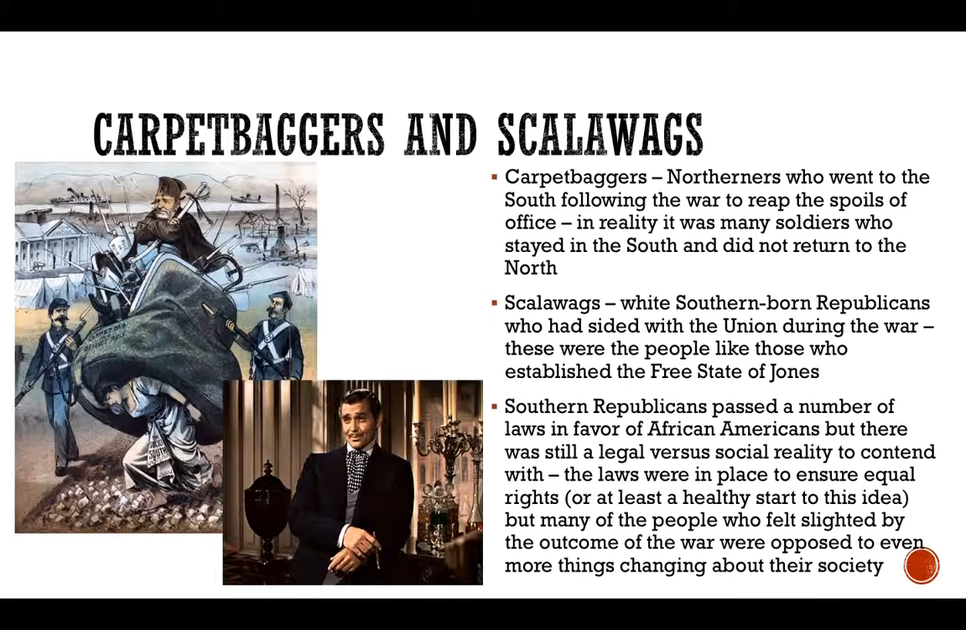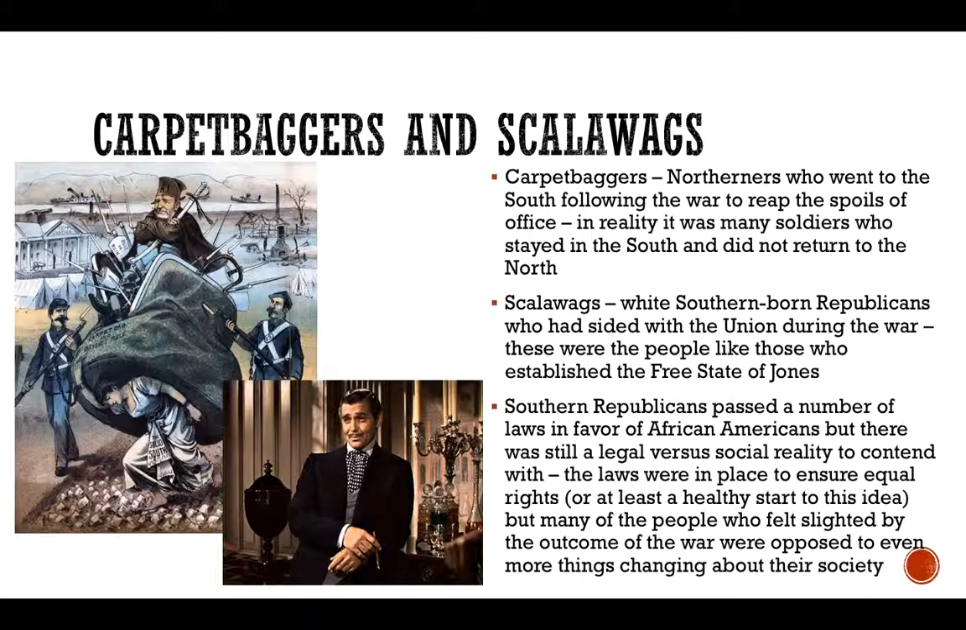We do have a couple of fun words that people got called. These aren't great things, but they're fun words. So we have carpetbaggers, which were Northerners who went to the South following the war to sort of reap the benefits of this chaos. And in reality, it was soldiers who had stayed in the South and had not returned to the North. But they were trying to benefit off this chaotic situation in the South.